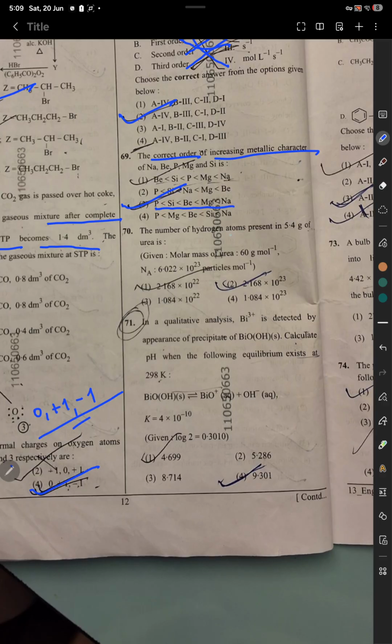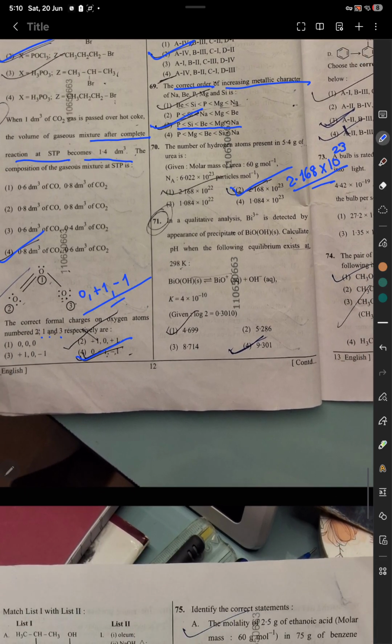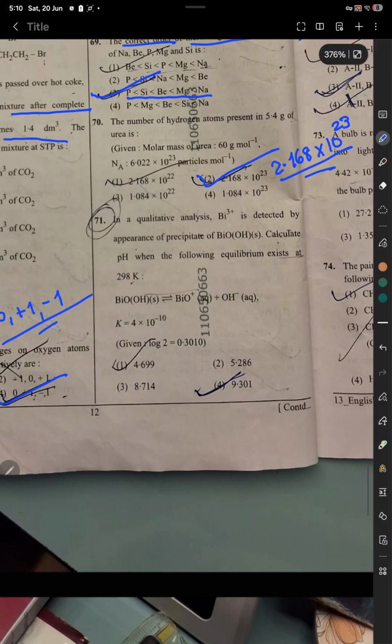Question number 70. The number of hydrogen atoms present in 5.4 gram of urea is this: 2.168 into 10 to the power 23 is the correct answer. Question number 71. In a qualitative analysis, Bi3+ is detected by appearance of precipitate of this. Calculate the pH when the following equilibrium exists at 298 K. Option 4, 9.301 is your correct answer.